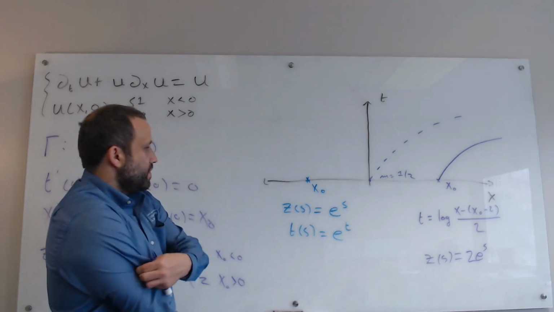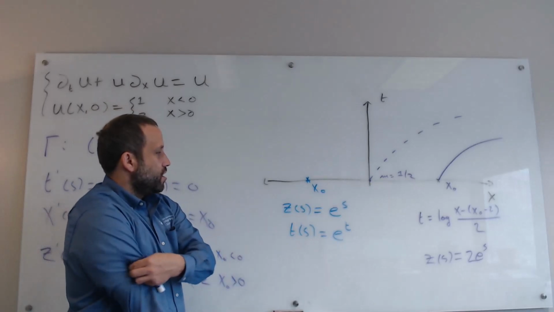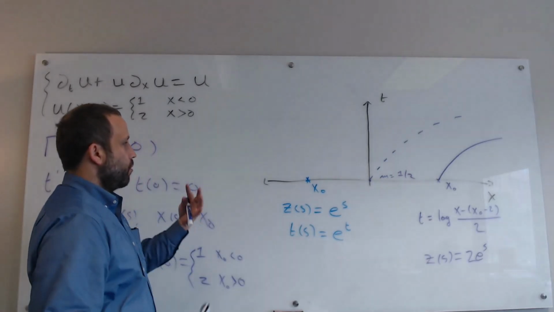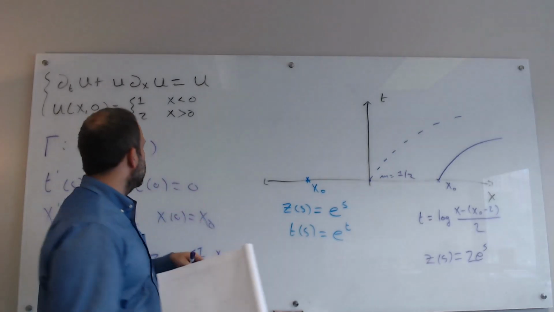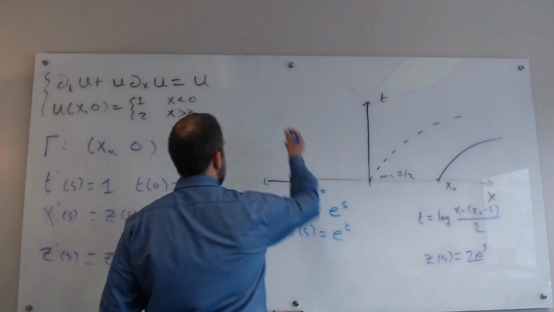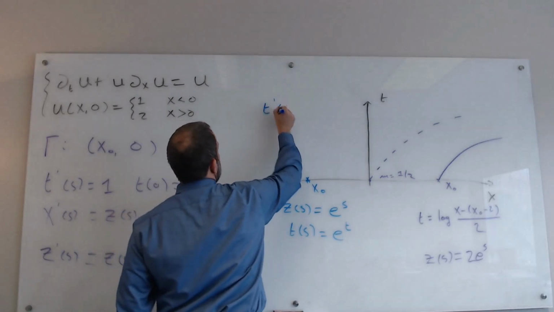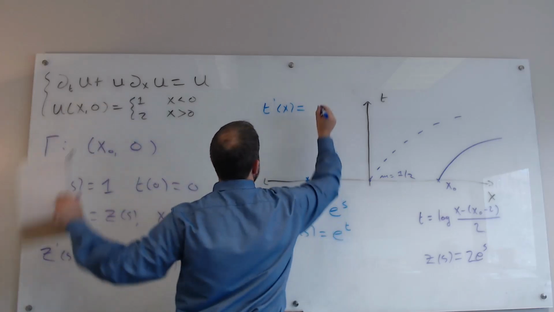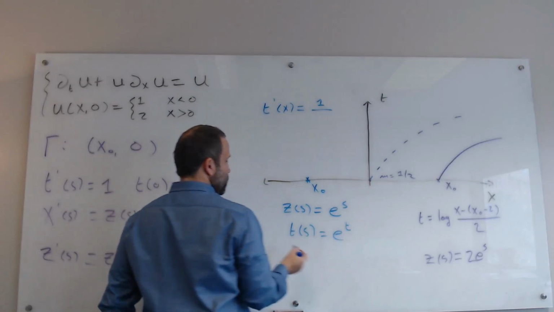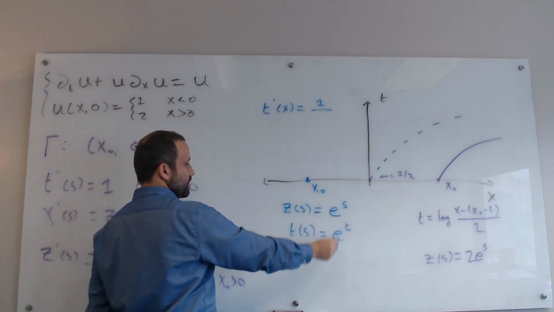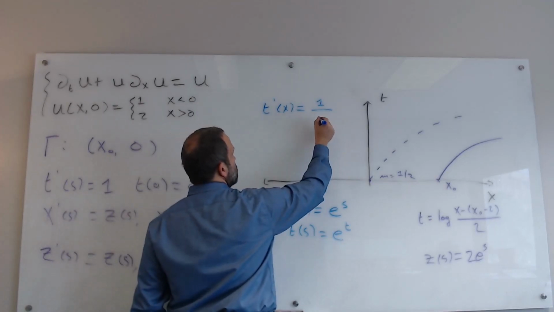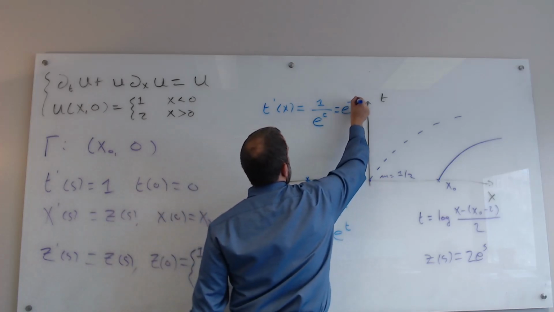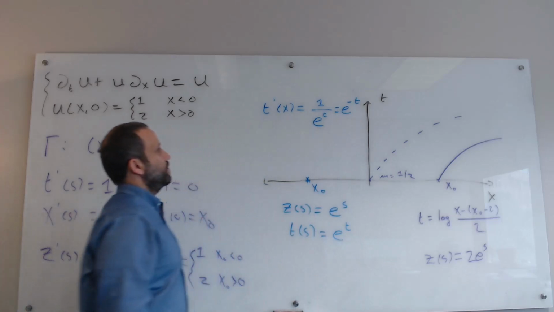Now you can do a similar procedure, as I did over here, to figure out how to write t as a function of x. But we can do what we're about to do anyway, and what we learned before. We could say, okay, the derivative of these characteristics is going to be 1 over u, but u along the characteristics is e to the s, and that's equal to e to the t. So t prime of x is equal to 1 over e to the t, or this is equal to e to the minus t. Now remember, t is a function of x.